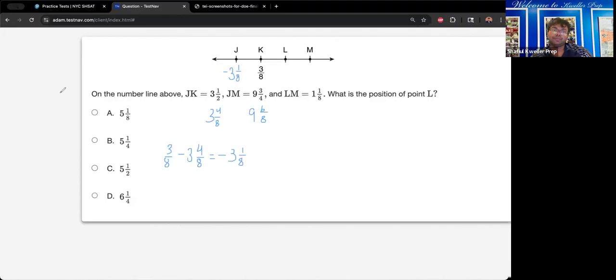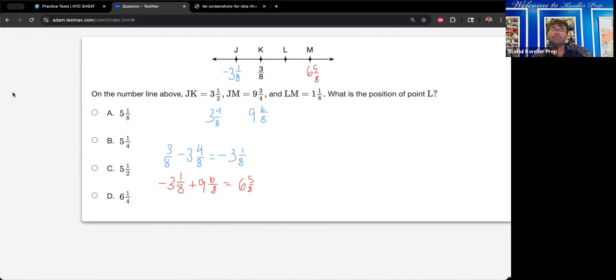Now I'll switch the color just so that it makes more sense. I'll do red. Now it says JM is 9 3/4. So in order to go to M, whatever this J value is, negative 3 1/8, we add JM, which is 9 6/8, to get M. Negative 3 plus 9 is 6. Negative 1/8 plus 6/8 is 5/8. So 6 5/8.